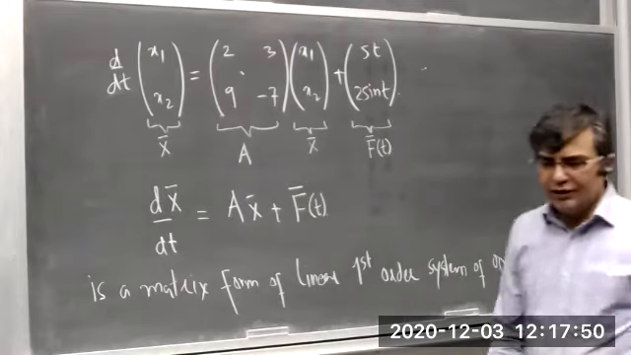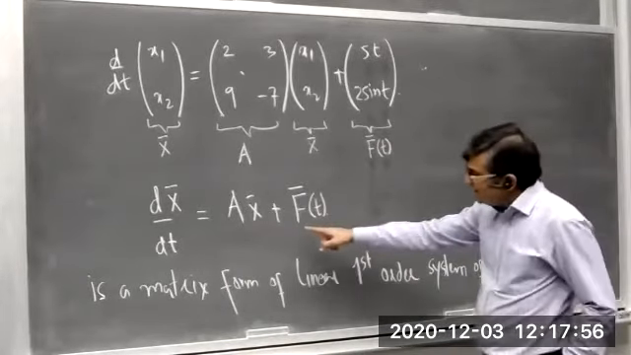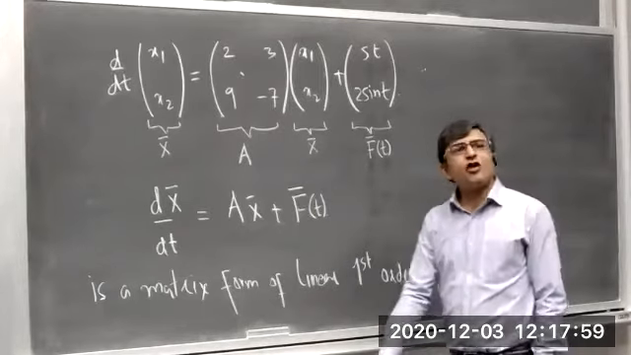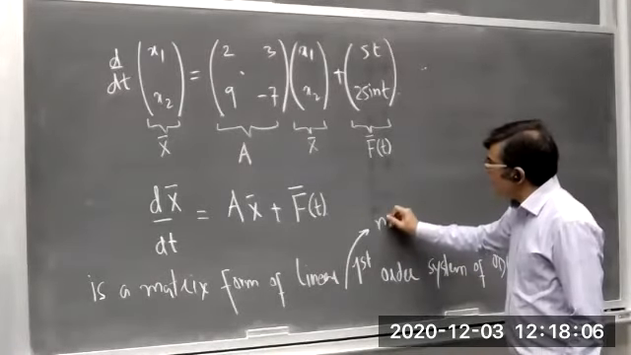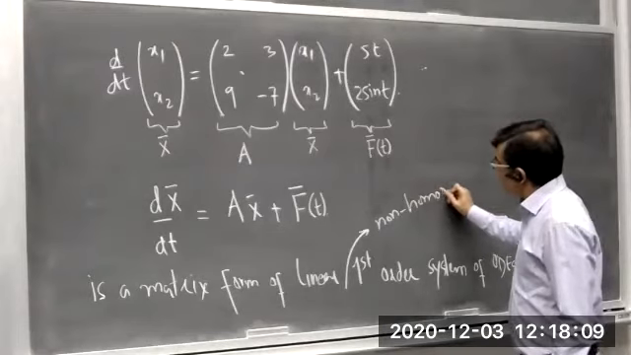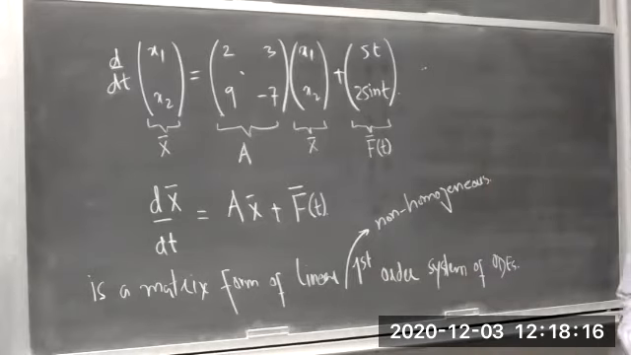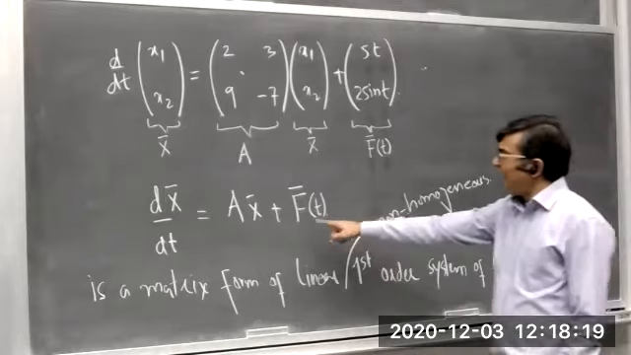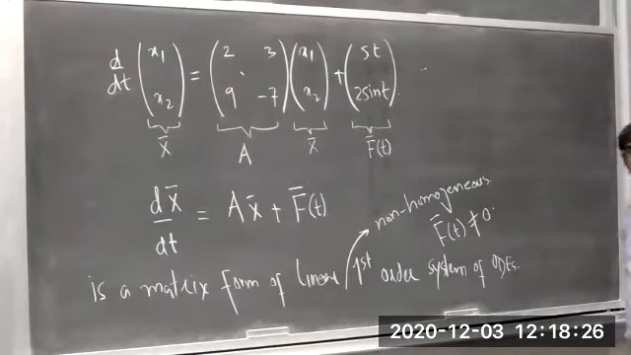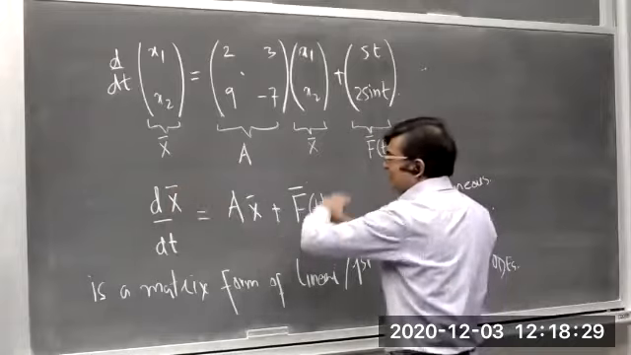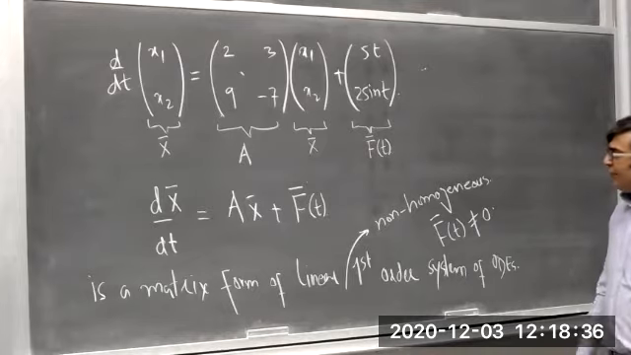One other thing I need to mention here is that when there is this function f of t and it is non-zero, then this system is called a linear non-homogeneous first order system of ODEs. If this f of t is not equal to zero, this vector is not equal to zero, then we call this system a non-homogeneous linear system of first order ODEs.